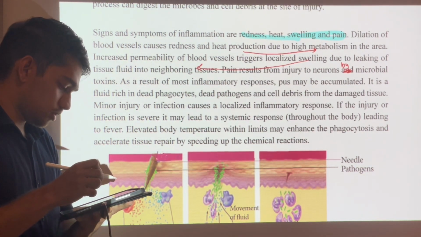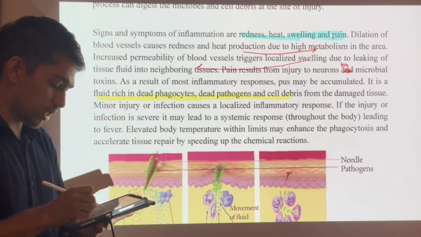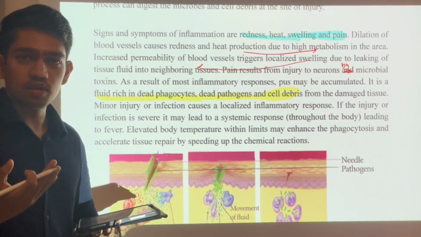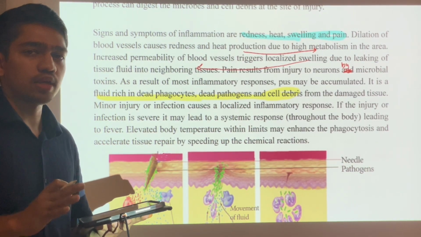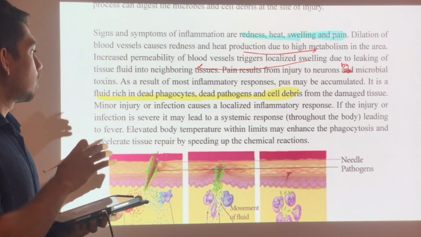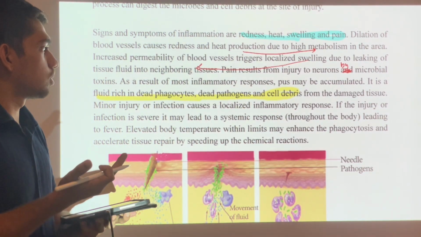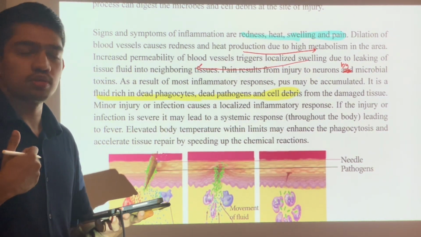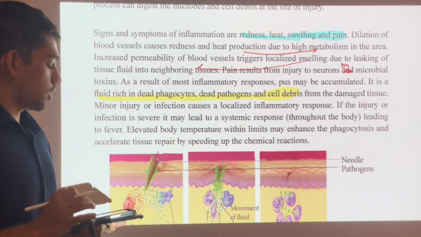What is pus, right? Pus is a fluid rich in dead phagocytes, dead pathogens, and cell debris from damaged tissue. Imagine like after a battle, there's going to be dead soldiers in the battlefield, right? So that is what we see in our body as pus. It's going to include dead pathogens, which are the dead enemies. Dead phagocytes are our soldiers, right? Cell debris is the damage caused by the pathogen to our own body cells. So everything is going to form pus, right?